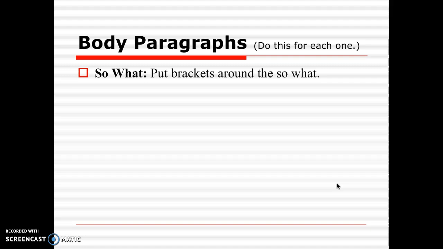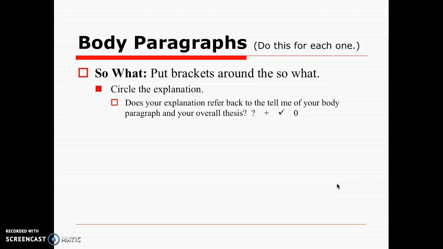All right, and then finally, look at the explanation. Now remember, the explanation has to refer back to the tell me of your body paragraph, and it doesn't have to refer directly to the overall thesis, but the reader should be able to see pretty clearly how it's connected. The explanation really only has to be a sentence or maybe 2 at the very end of that body paragraph. So just ask yourself, does the explanation refer back to the tell me of your body paragraph and your overall thesis? If there's not clear connections there, then again, that's something where you're either putting a question mark there or a check, or maybe even a 0 if you realize that you don't have anything.